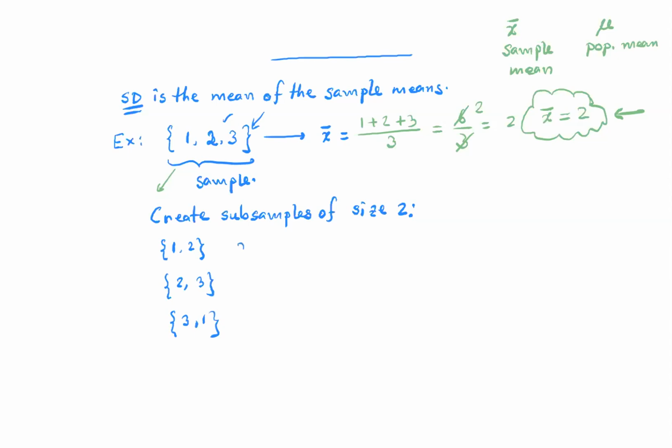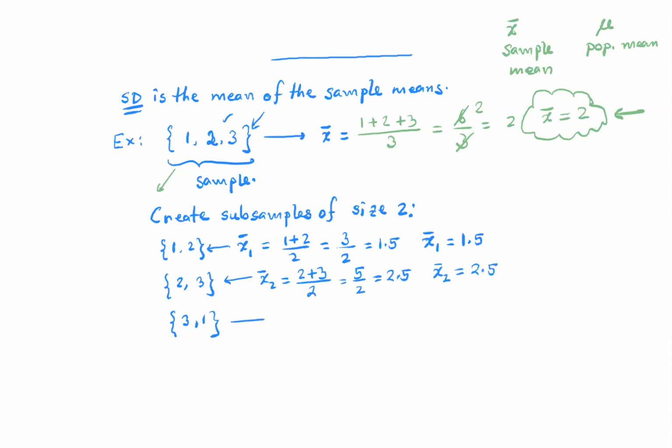Now, let's call this X1 bar, the average of this 2, which is what? 1 plus 2 divided by 2 is equal to 3 over 2, which is 1.5. So X1 bar is 1.5. Now, similarly, I'm going to find X2 bar, the average of the second subsample, which is 2 plus 3 divided by 2, which is 5/2, that is 2.5. So X2 bar is 2.5. The next one is X3 bar, which is going to be 3 plus 1 divided by 2 is equal to 4/2, which is 2, because 2 goes into 4 twice. So your X3 bar is equal to 2.